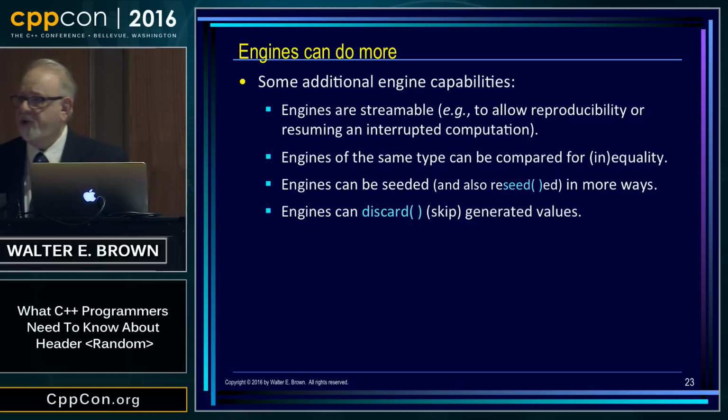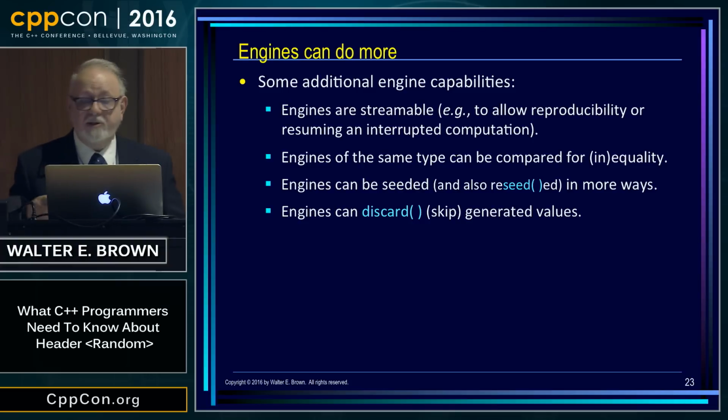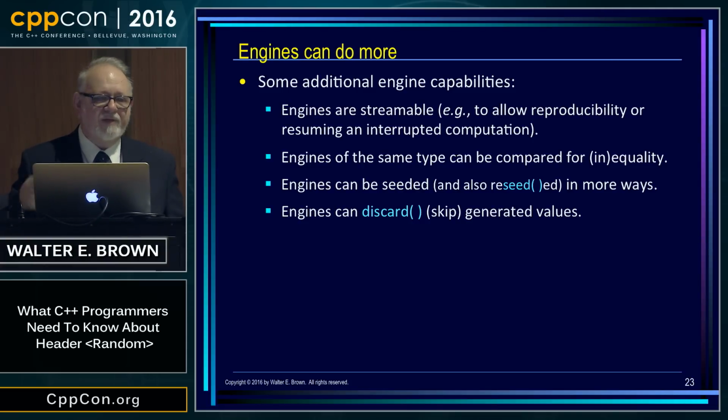Engines have member functions named discard, because the most common thing people want to do is, I've initialized this, but I really want it to run through the first 1,000 or first million before I start to use the results. So just throw away the first 1,000 that you generate. You do that by calling discard. Some engines can do this far more efficiently than others. That's why the member function is there. It does it in the manner best suited to the engine.